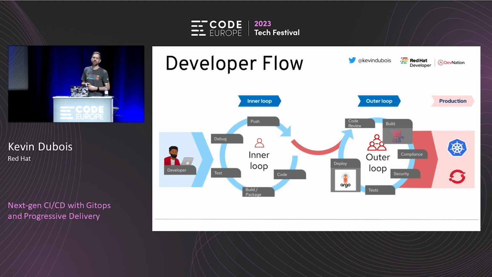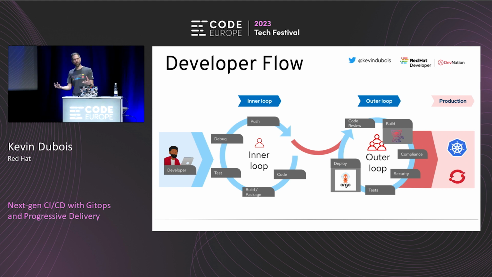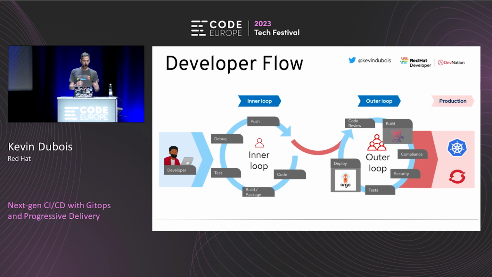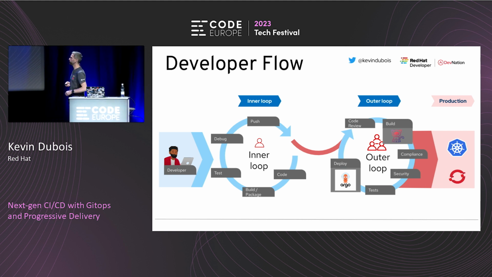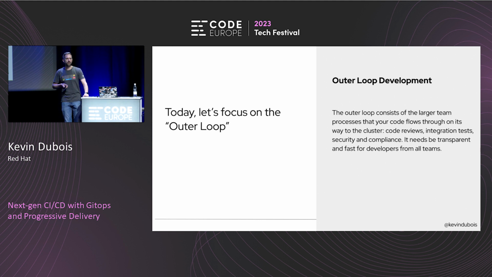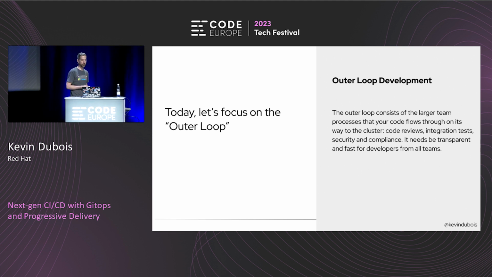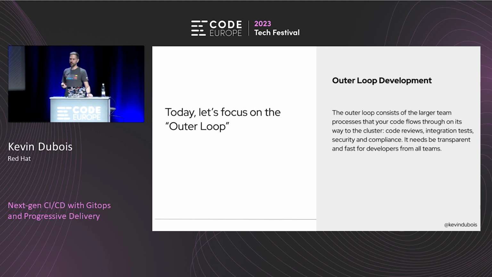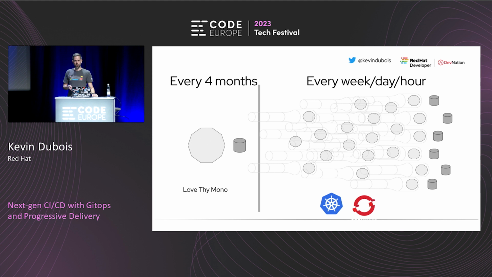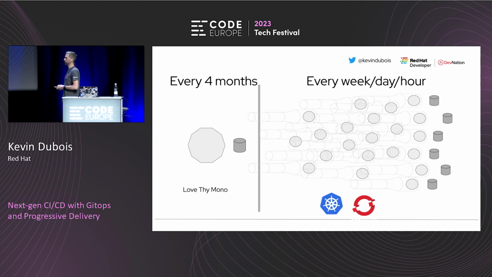So that part is basically the outer loop. You have the inner loop where you're actually working on your laptop, developing the code, and then the outer loop where everything outside of your local development cycle happens. And then eventually, ideally at least, you'll go to production with your code, right? So today we're going to focus on the outer loop. The inner loop is pretty interesting too, and I have a talk about that tomorrow, but today we're talking about the outer loop development.